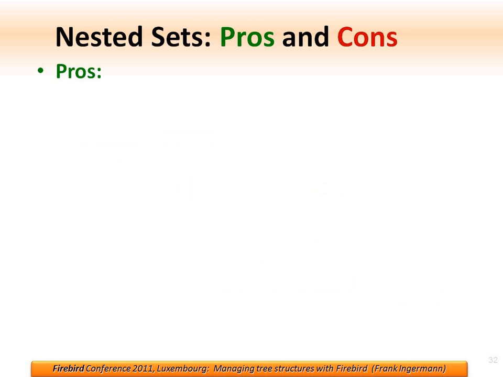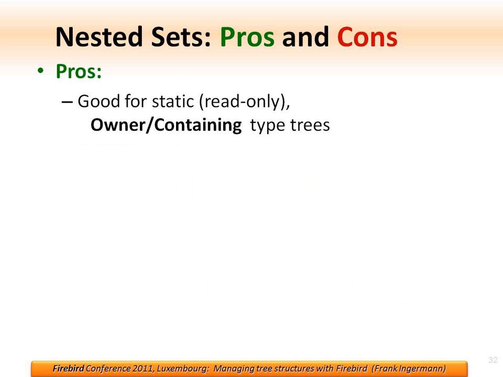So, what are the pros, really, of those nested sets? They are very good if you have static trees. We have trees where you know the structure is not likely to suddenly change. So you have a tree that is read very often, but maybe changed only rarely, and that's exactly what nested sets are good for.